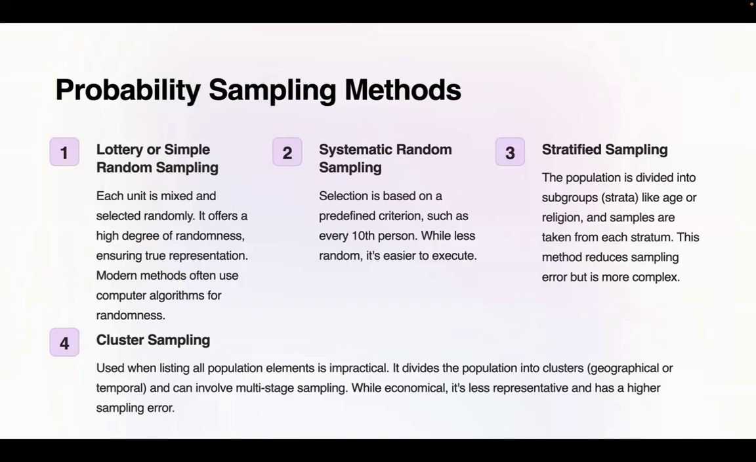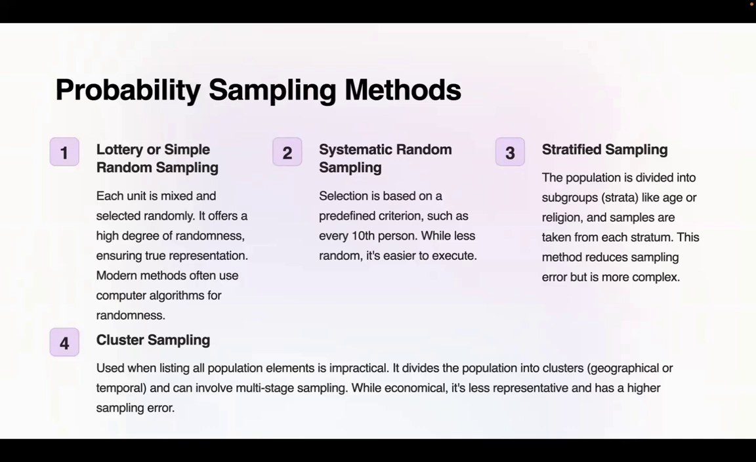The first is lottery or simple random sampling. Each unit, say for example 10 people are there, they will mix it up so that there is no bias, there is a high degree of randomness, and you are choosing two out of them. So it's a completely random process, and that is lottery or simple random sampling.